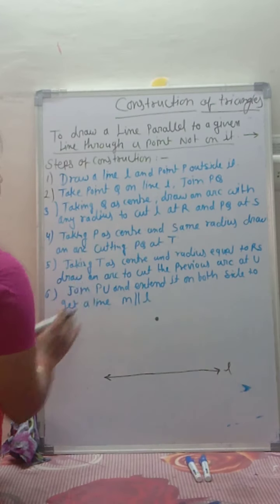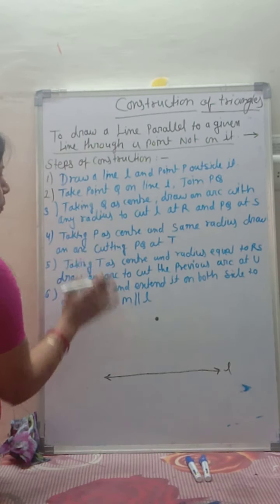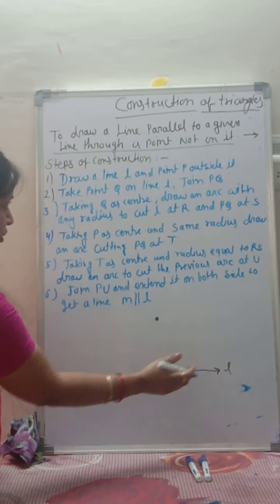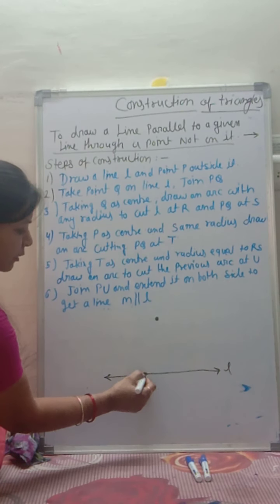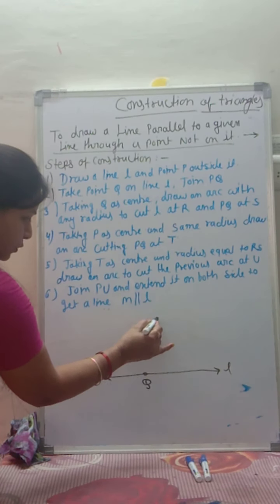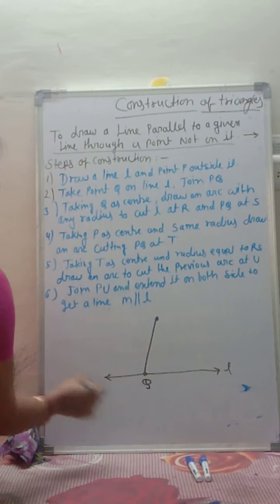Point P is outside it. Now take a point Q on line L. You can take point Q anywhere on line L, and join PQ. So now join PQ.